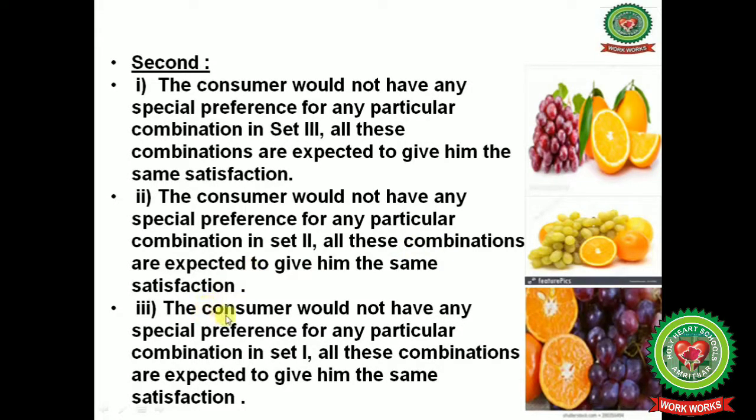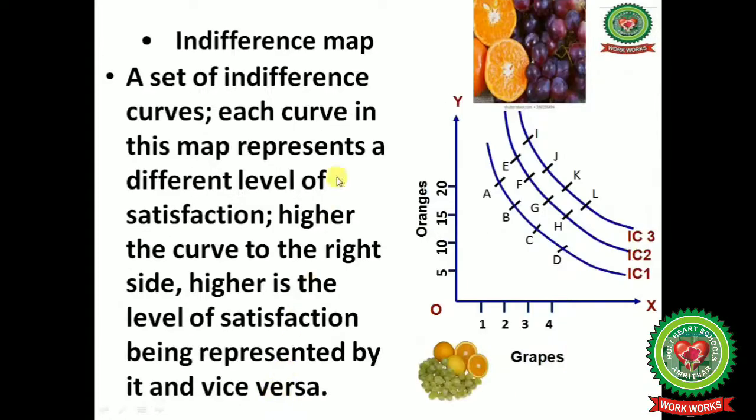And third point is, the consumer would not have any special preference for any particular combination in set 1 also. All these combinations in set 1 are expected to give him the same level of satisfaction.